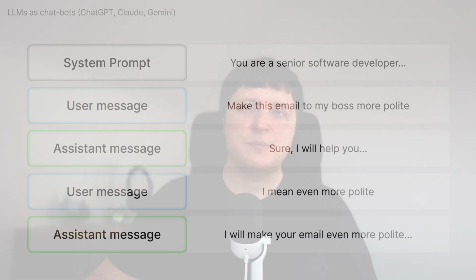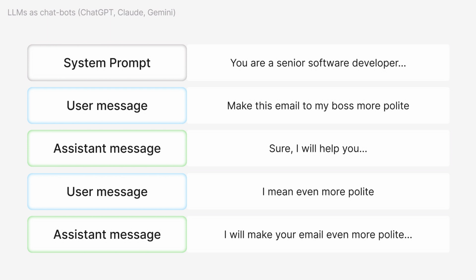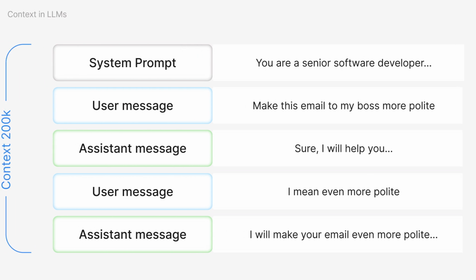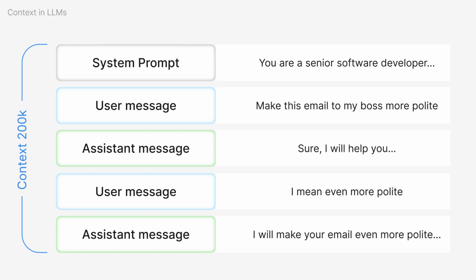Now, all these messages, including the system prompt, user messages, and assistant messages, form a context of 200,000 tokens in the case of Claude Code. In the case of GPT models, it can sometimes be bigger. But in general, this is all that goes into context, and this context is usually limited by the API provider.